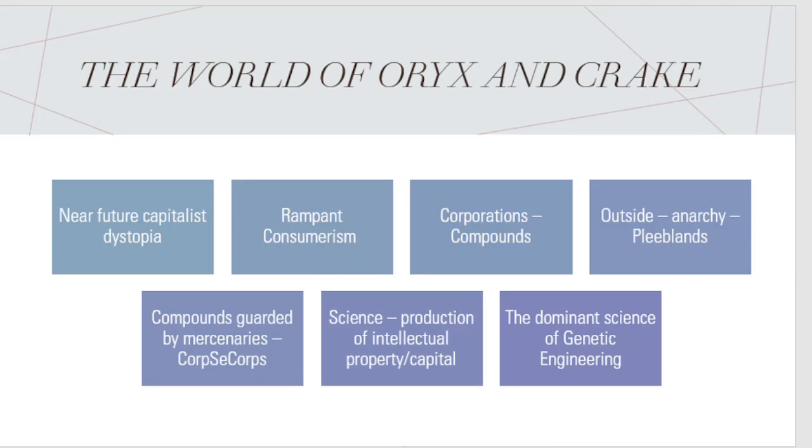Okay. So coming to the next point, it is about science. Now, the compounds are able to become so powerful because of their dependence on many kinds of science. So this entire future world is characterized by extreme scientific dependence. People depend on scientific inventions. They have so many innovative technologies, and mostly these technologies are based on genetic engineering.